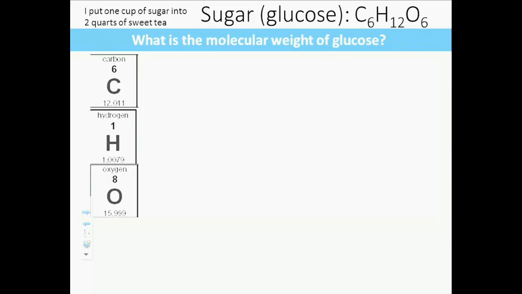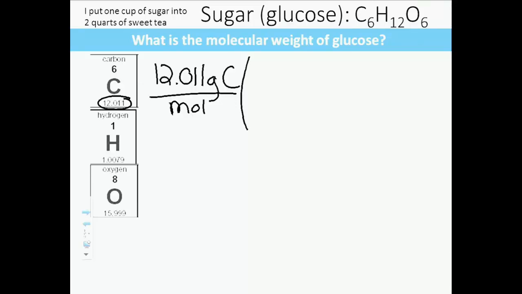So how do we figure that out again? Let's look at it. Once again, we've got carbon. We've got its molecular weight: 12.011 grams per mole of carbon times our 6 moles. Remember how we did that? So we've got 6 moles of carbon.